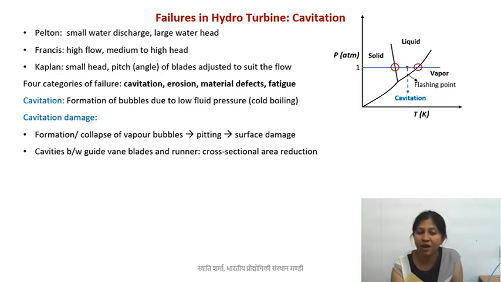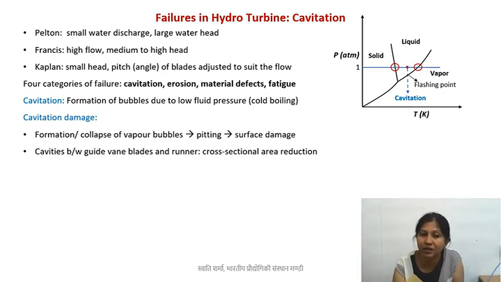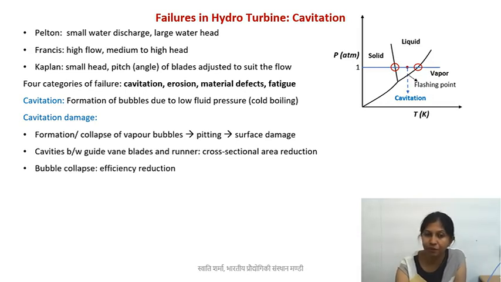Now if there are cavities or these rows of bubbles between the guide vane blades or the runner, that can also reduce the overall cross section of the flow of the water. What does that mean? If the cross section is reduced, then the discharge is also reduced, and that can lead to an imbalance in the efficiency of your turbine.